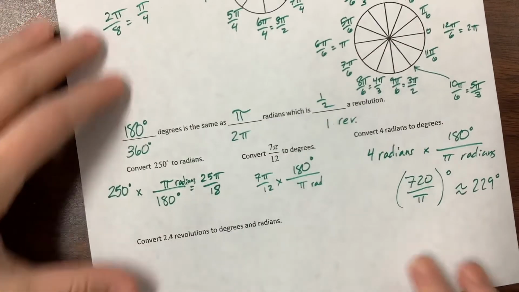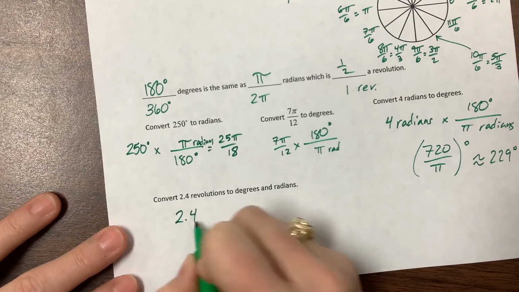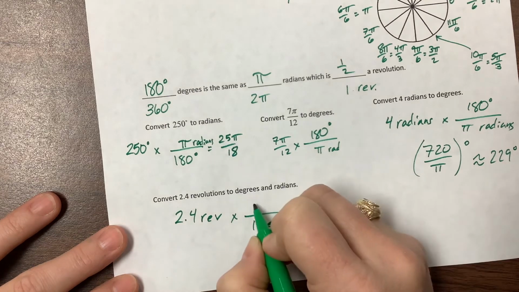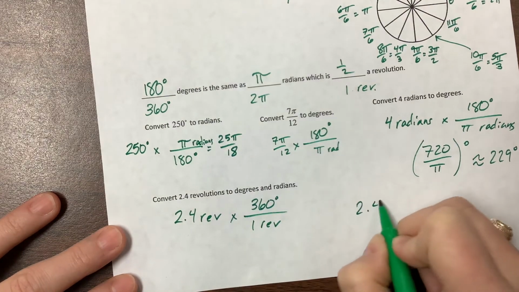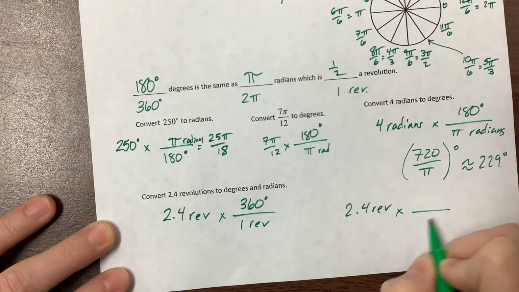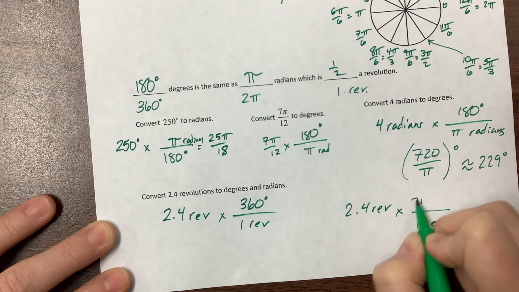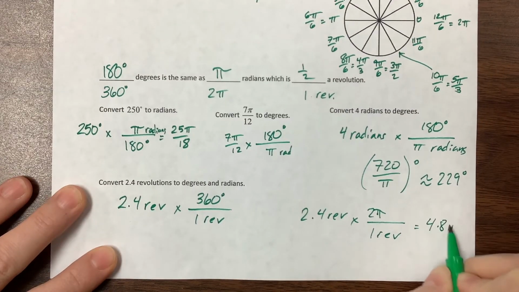Okay, the next one, convert 2.4 revolutions. So 1 revolution is 360 degrees, so you can multiply that, or you could say 2.4 revolutions times 2 pi over 1 revolution, so the revolutions cancel. So you could say 4.8 pi.